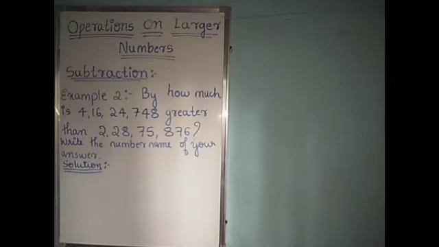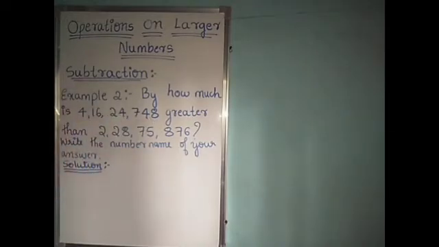It is very difficult to subtract such numbers directly. So what we have to do? We have to arrange these numbers in columns. Whenever you arrange these numbers, you must write the numbers from its ones place.